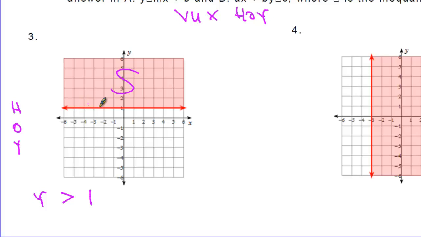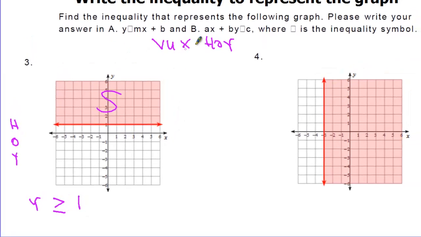Now, since I have a solid line, we are going to write the line under. So this will be our answer for letter A and B. Y greater than or equal to 1.